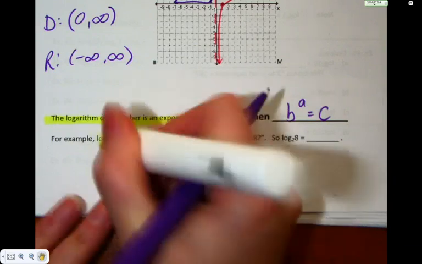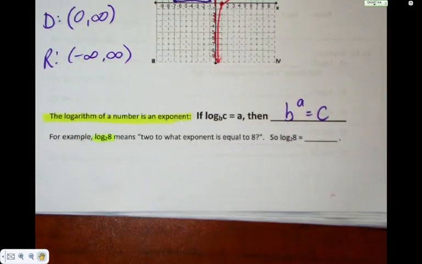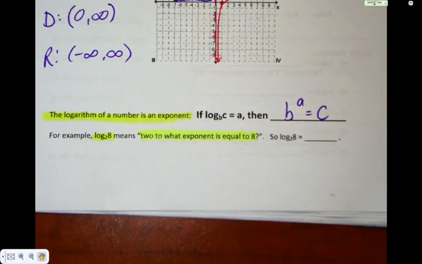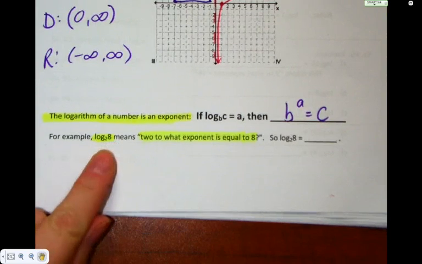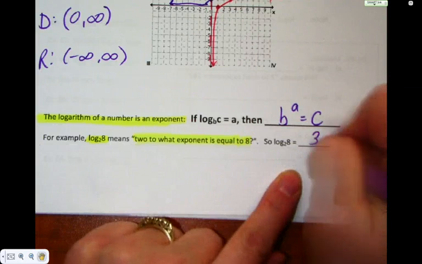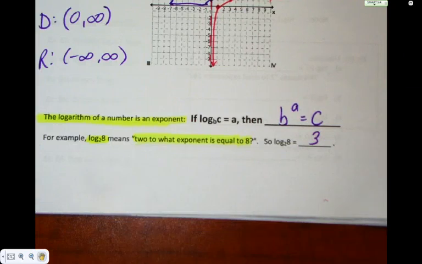What it means with actual numbers: if they give you log base 2 of 8, that's actually asking you a question without using all the words. It's notation. What that question is asking is 2 to the what exponent equals 8. So what does all of this equal? 3. That's what a log is. It's figuring out the exponent, given the base and the answer.